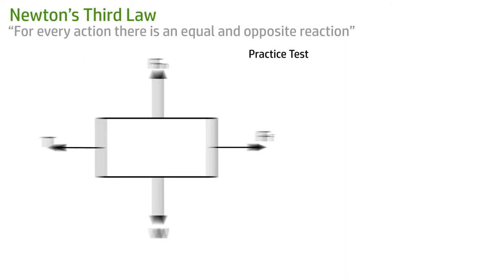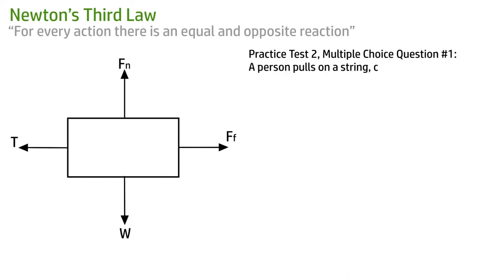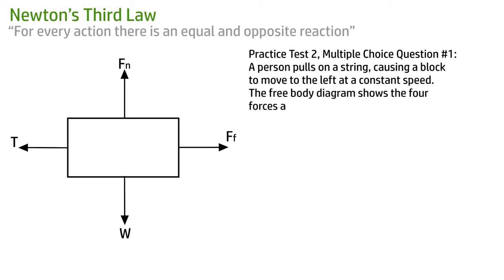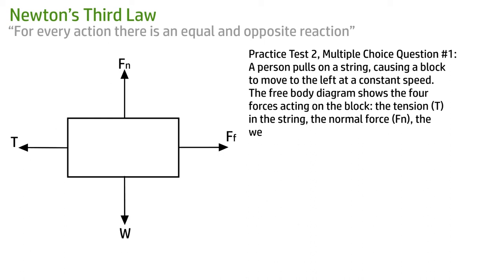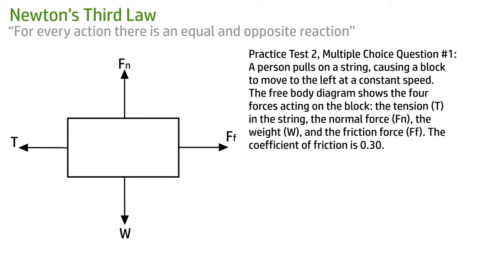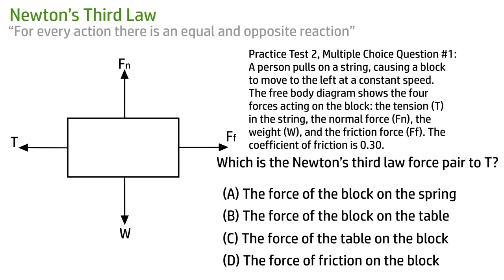With the following diagram, a person pulls on a string, causing a block to move to the left at a constant speed. The free body diagram shows the four forces acting on the block: the tension T in the string, the normal force Fn, the weight W, and the friction force Ff. The coefficient of friction between the block and the table is 0.30. This is a two-part problem, and the first part asks, which is the Newton's third law force pair to T? It asks for the Newton's third law pair, which would be the reaction force to the tension in the string.